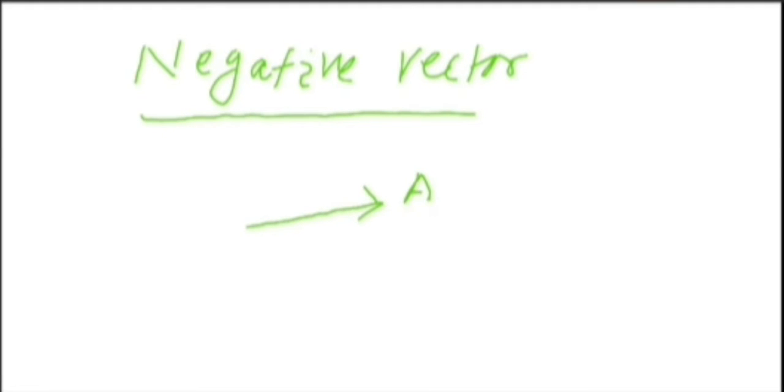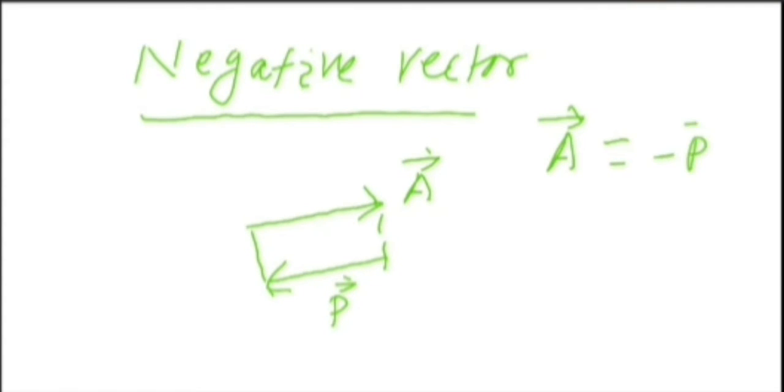Now discuss negative vector. Two vectors are said to be negative vectors if they have equal magnitude but opposite direction. For example, here is vector A having some magnitude, and another vector P having the same magnitude but exactly opposite direction. So vector A can be written as minus of vector P, or vector P can be written as minus of vector A. So A and P are negative vectors.